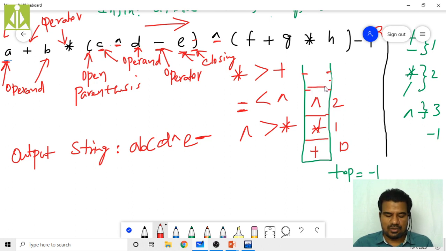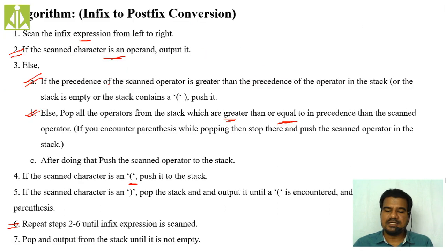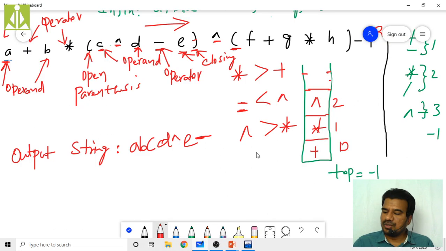Okay, so next thing, go to the next character in the string. Again, I have the open parenthesis. If it is an open parenthesis, simply push it. Don't do anything. Read the fourth point here. If it is an open parenthesis, what we have to do? Simply push it to the top of the stack. So ultimately, my open parenthesis will come like this. And my top value will become 3 now.